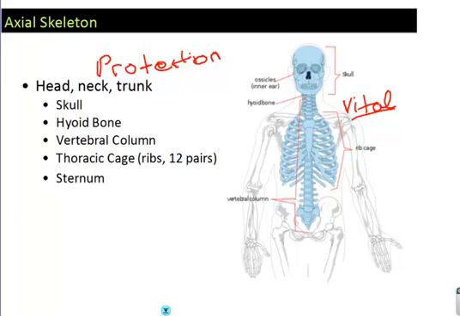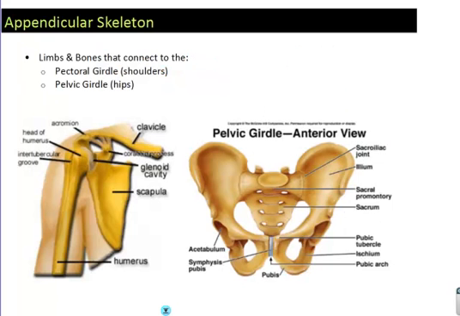Now, attached to your axial skeleton is your appendicular skeleton. Your appendicular skeleton are your limbs, and then the bones that those limbs attach to. So your limbs basically are your arms and your legs.